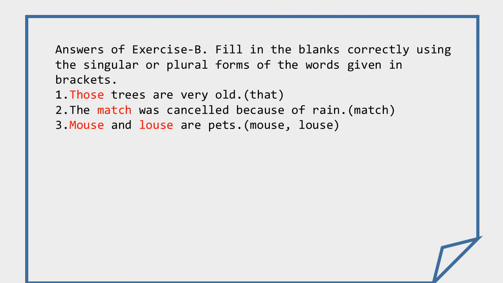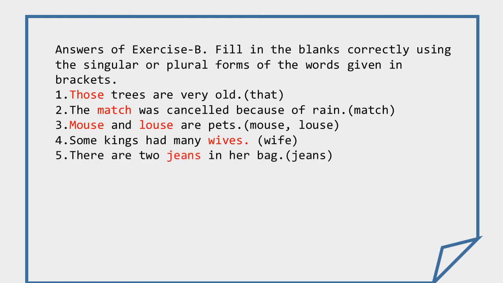Okay. Number 4. Some kings had many wives. F-E is changed into V-E-S. Number 5. There are 2 jeans in her bag. Jeans is already given in the bracket and the same answer is being used here. Number 6. We are not afraid of ghosts. I is changed into we.